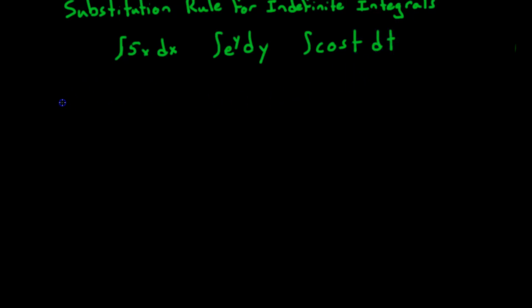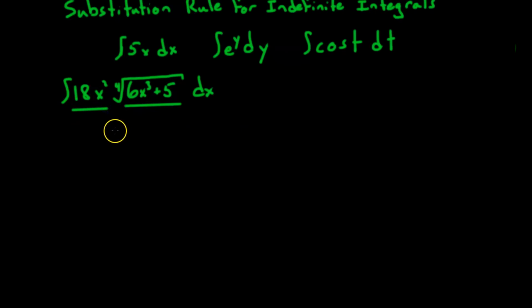But what about something like this? The integral of 18x squared multiplied by the fourth root of 6x cubed plus 5 dx. That one doesn't look so easy. However, there is something I want you to notice. Notice that right in here, if you found the derivative of what I just underlined, it equals this, right? The derivative of 6x cubed is 18x squared.